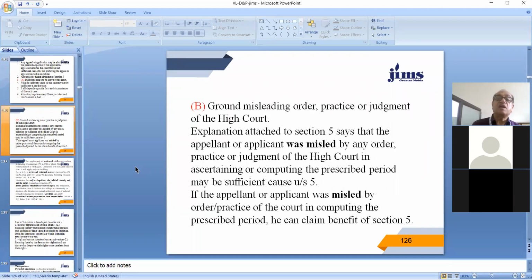And the ground of misleading order or practice or judgment of the High Court. This is also a ground for condonation of delay, that the High Court passed such a misleading order or judgment that I could not get the order properly. And there is an explanation attached to section 5, which says that the appellant or applicant being misled by any order, practice or judgment of the High Court in ascertaining or computing the prescribed period may be a sufficient cause. So if you are misled by the order or practice of the court, you can claim the benefit of section 5 of the Indian Limitation Act.